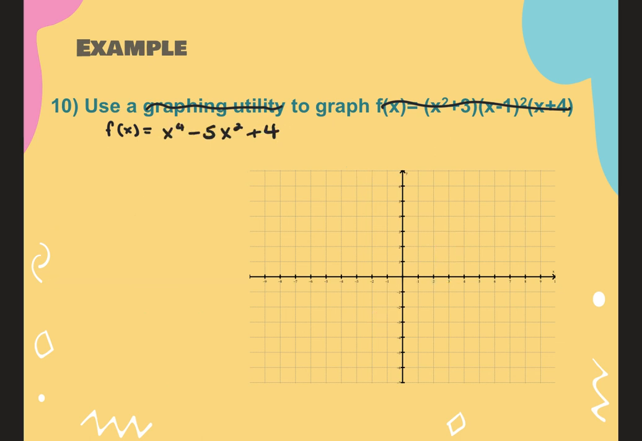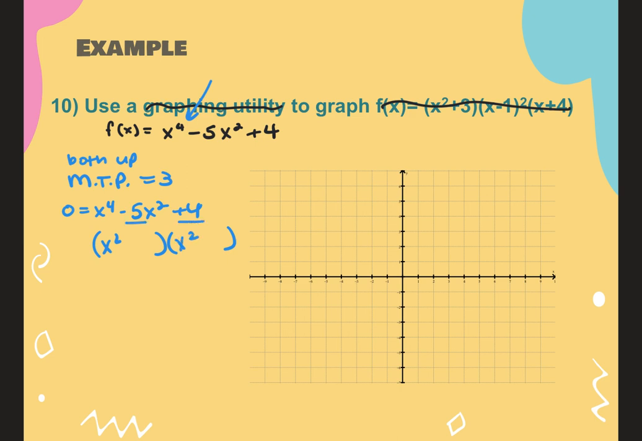All right, this one, now I've got an x to the fourth. So my fourth tells me it's even and it's positive, so they both point up. Max turning points would be 3. 0 equals x to the fourth minus 5x squared plus 4. When I factor this, the first term would be x squared. And then I'm looking for the factors of positive 4 that sum to -5. So -4 and -1. And those are both the difference of two squares, so I can factor further.